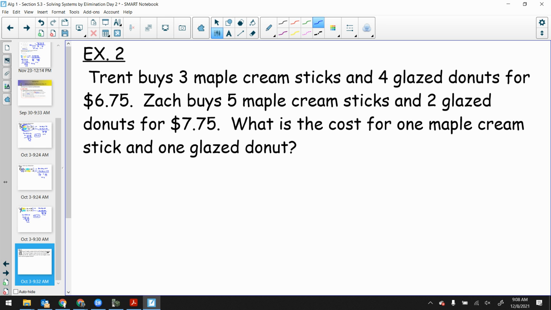So let's create an equation, one for Trent and one for Zach. What is Trent's equation? Sid? I'm guessing 3x plus 4y equals 6.75. Yeah, where x is the price for the cream stick and y is the price for the glaze.